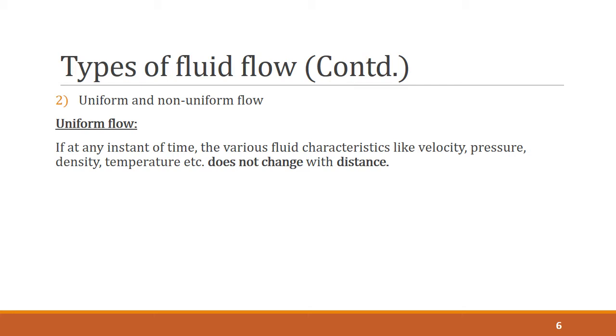Temperature at point A will be equal to temperature at point B will be equal to temperature at point C, so on and so forth. So it does not change. The fluid characteristic does not change with the distance. That is known as uniform flow.